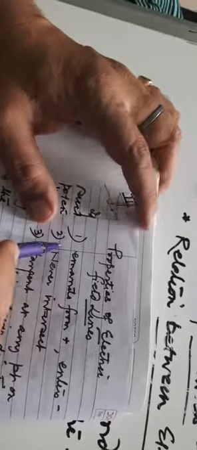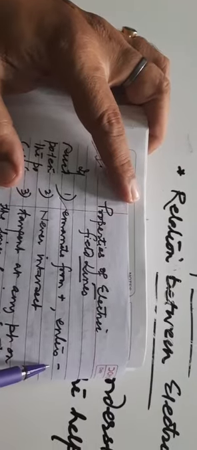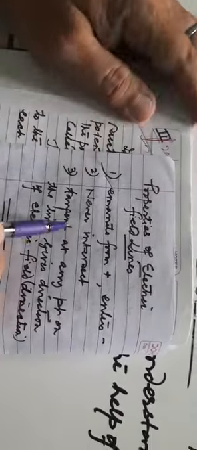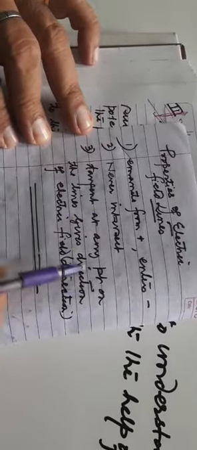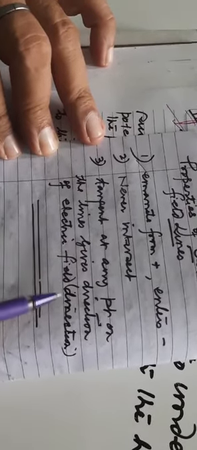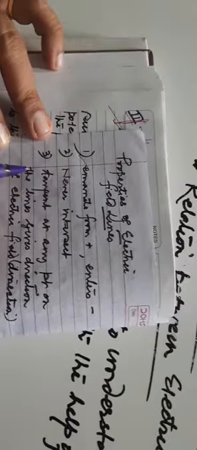Now we come to the properties. What are the different properties of the electric field lines? First, they emanate from positive and enter at negative. Next, they never intersect each other. Third, the tangent at any point on the line gives the direction of the electric field. You have read all these three in standard 10 also.